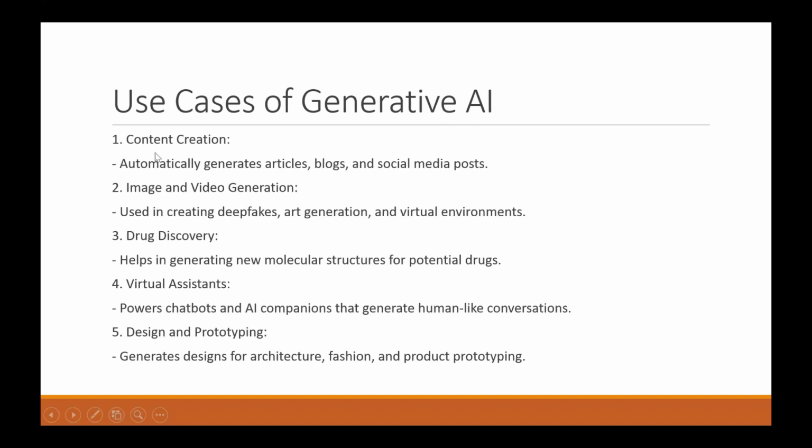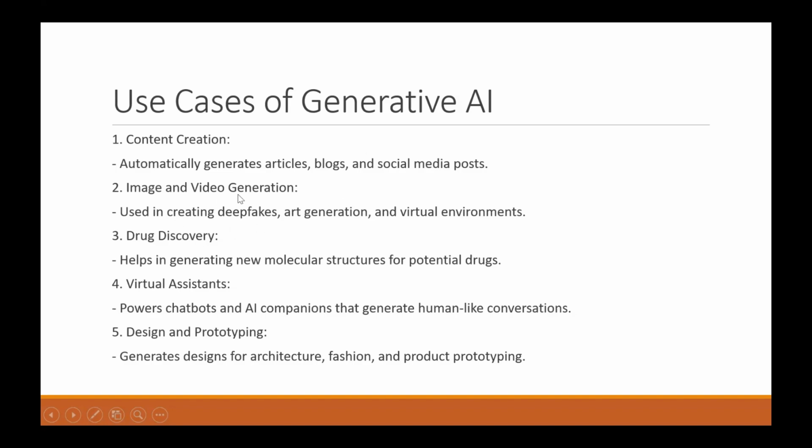Let's move ahead and discuss use cases of generative AI. The first one is content creation. Automatically generates articles, blogs, and social media posts. If you want to do it, you can use generative AI models like ChatGPT, GitHub Copilot, and all, and you can do all these things.